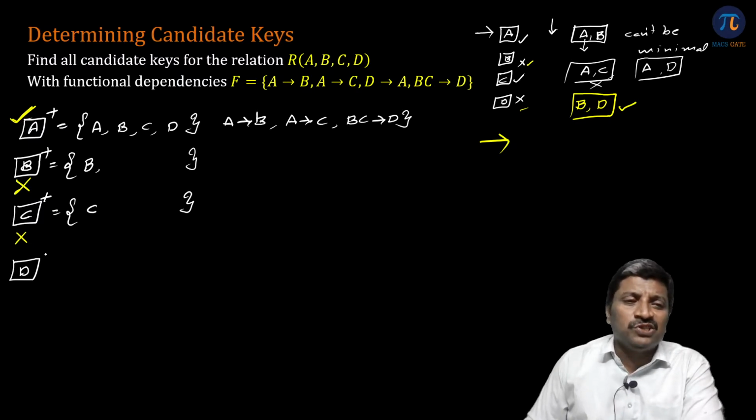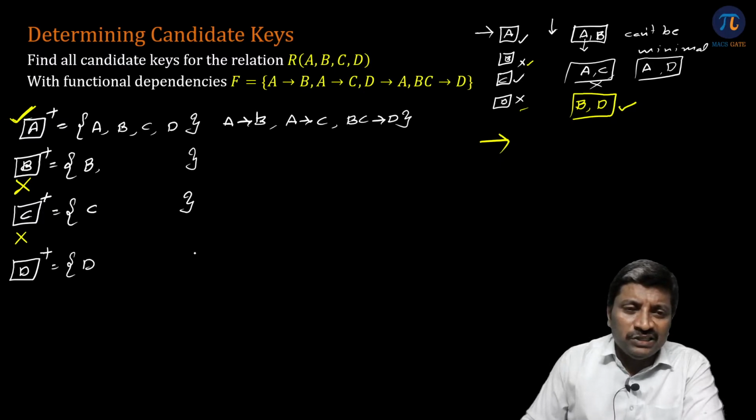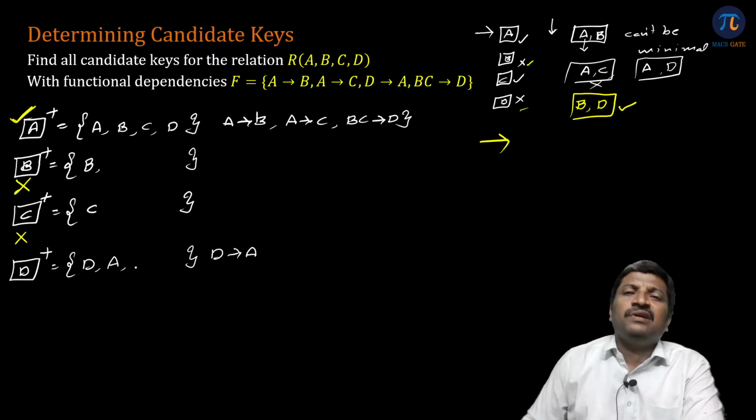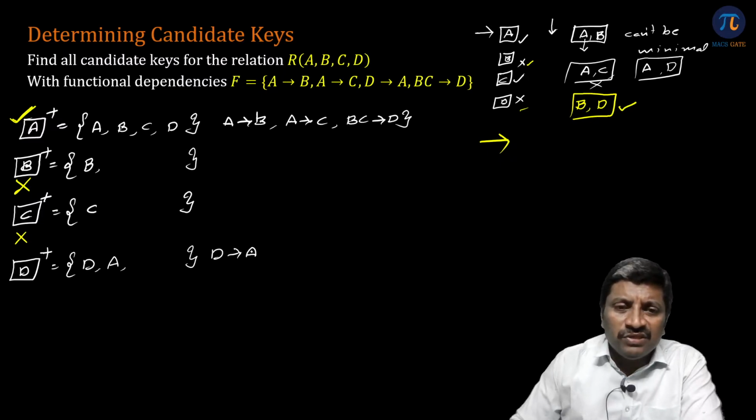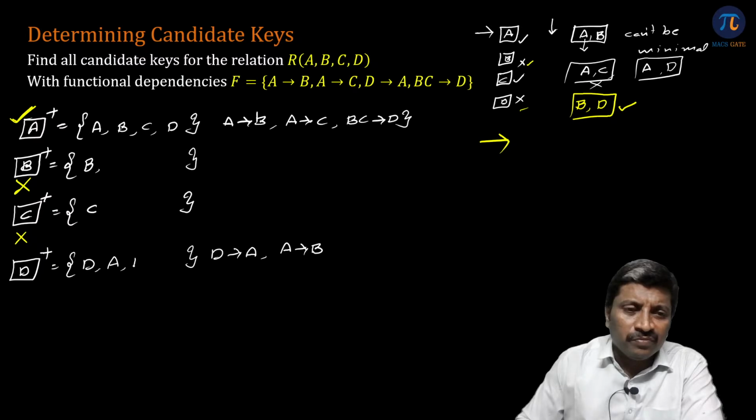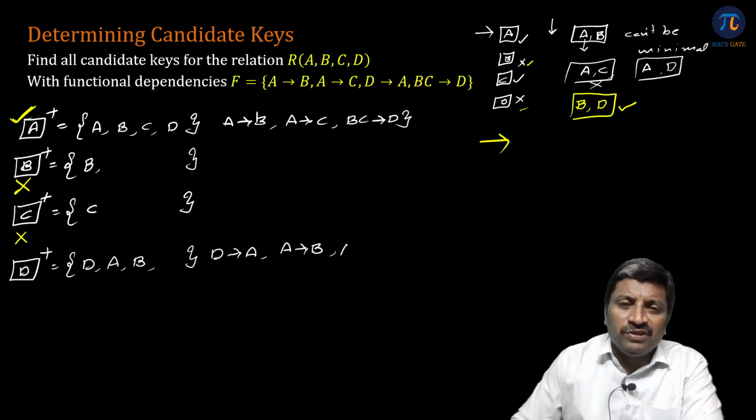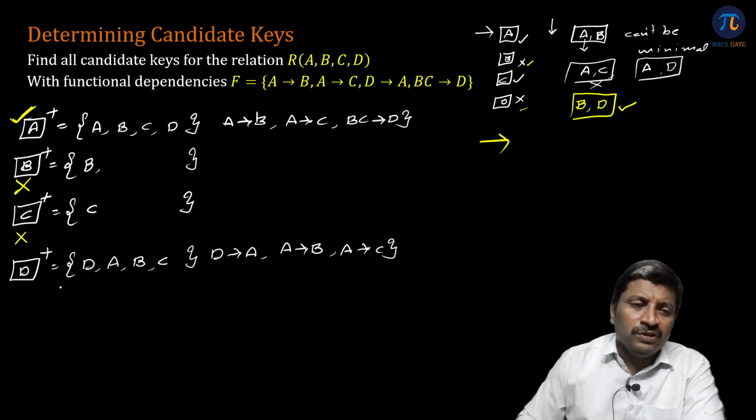The next attribute is D. So what is D closure? D is fine. Then with the D, I can get A. Then with the A, you can get B. With the A, you can get C. So this is also a candidate key.